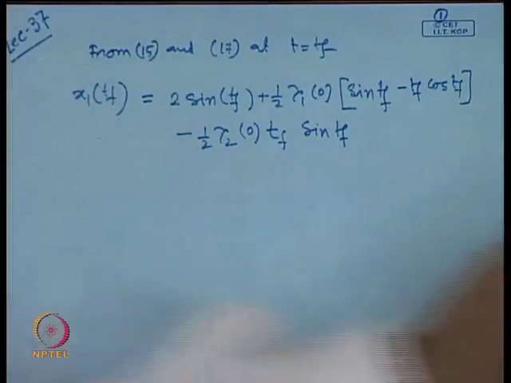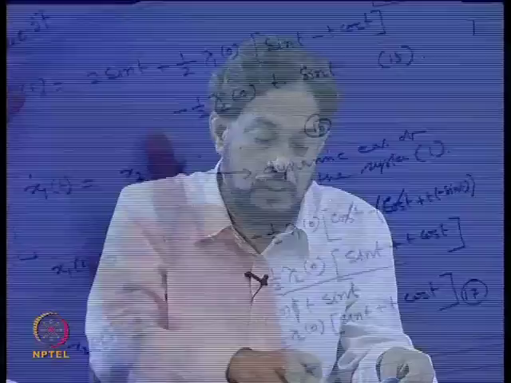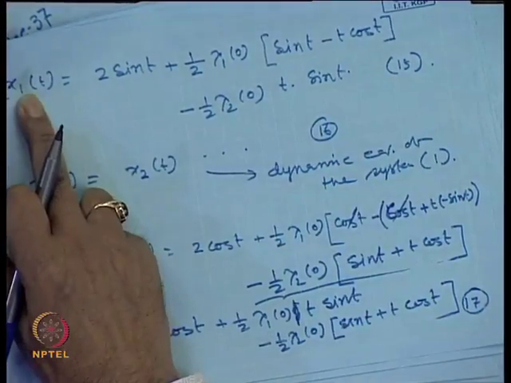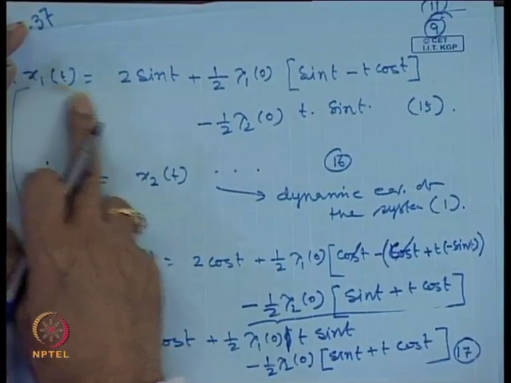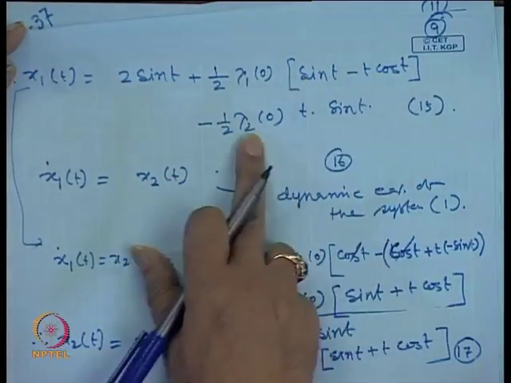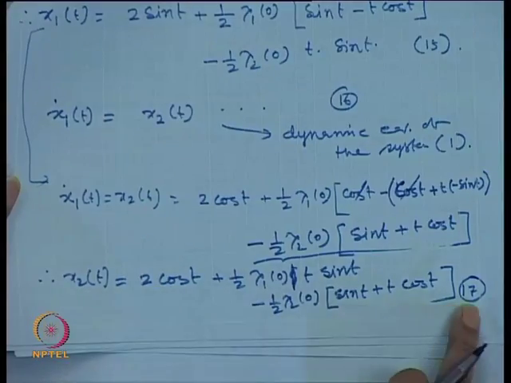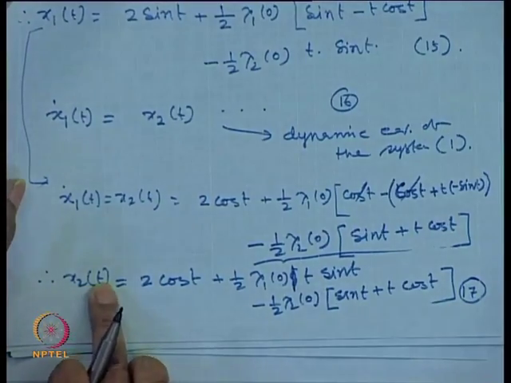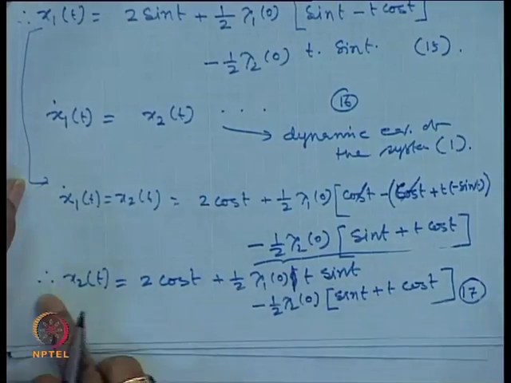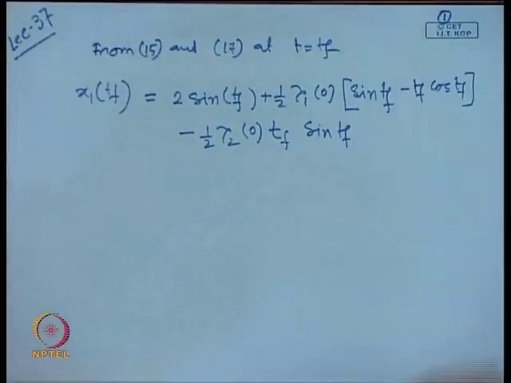See the equation 15, just now I told you, this is the equation 15. Last class we have seen the equation. In that expression, we are putting t is equal to t f, wherever t is there, t is equal to t f, the final time. So, you got it. Similarly, from equation 17, I will put t is equal to t f in the left hand side and right hand side, both expressions.